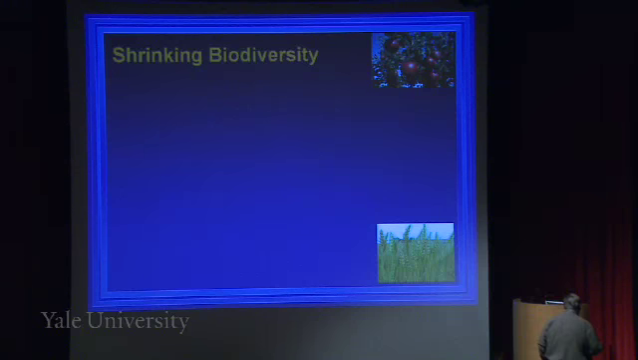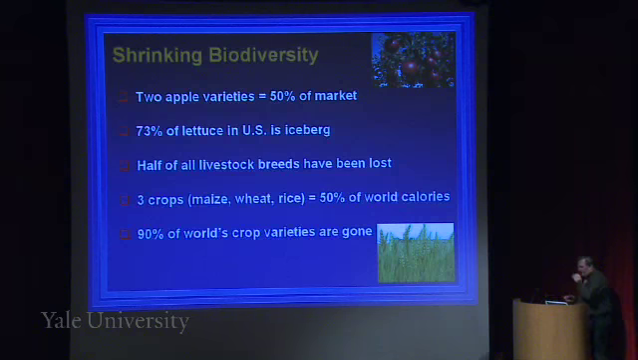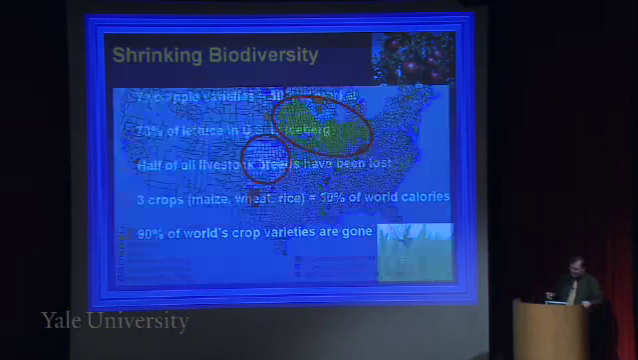Let's talk about shrinking biodiversity. This is a really interesting issue. Here are some examples of how the number of varieties of crops in the US and around the world has really changed, and you can see the numbers yourselves. But at one point there were many, many varieties of foods in the environment. People grew different strains of things right near each other, and now that's really been reduced a lot.